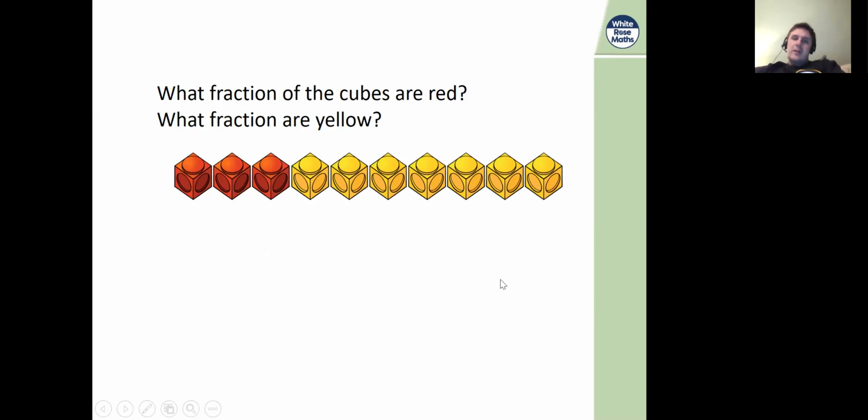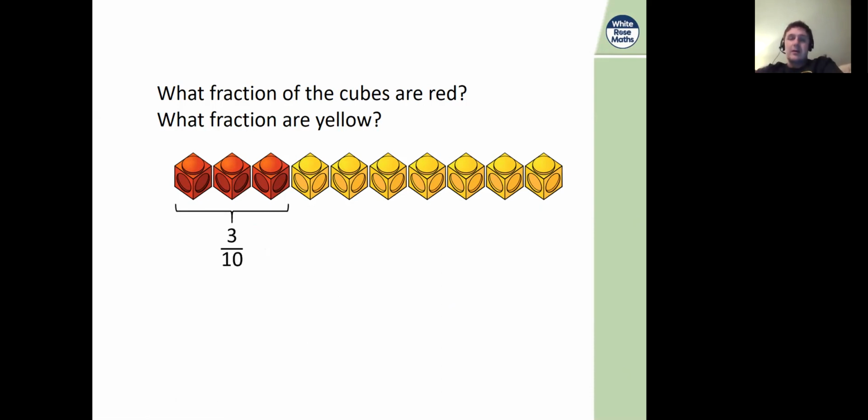So what fraction of the cubes are red? Well, first of all, we need to know how many of these cubes there are altogether. 1, 2, 3, 4, 5, 6, 7, 8, 9, 10. I wasn't going to presume there was 10, I'm going to count them. That means we've got 10 as our denominator. What fraction are red? Well, that's 1, 2, 3. 3 out of 10. That's going to be 3/10.